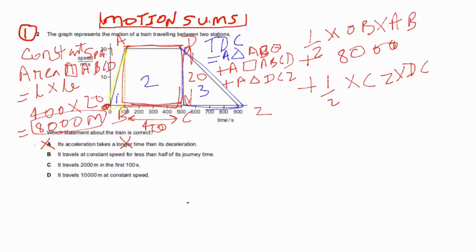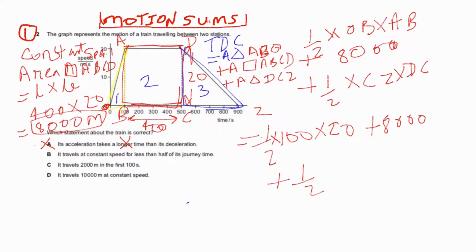So we'll find out. We can write here length OB equals half into OB, which is 100, half into 100 into 20, plus 8000, that was the area of the rectangle that we found out, plus half into CZ into DC. CZ is here, you can see 900 minus 500, which means 400, into 20. So let's see.